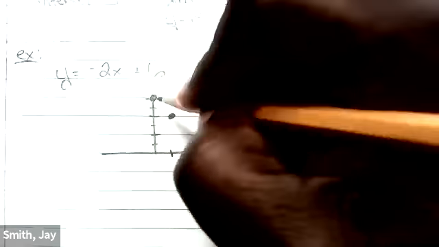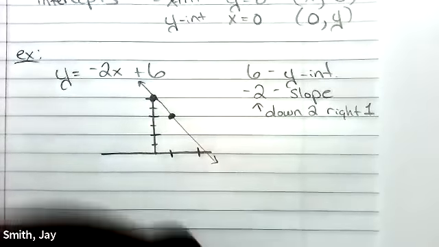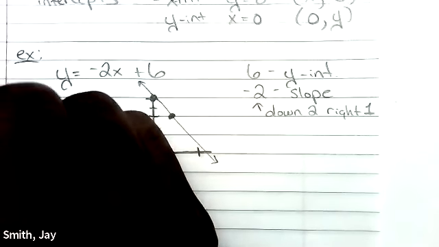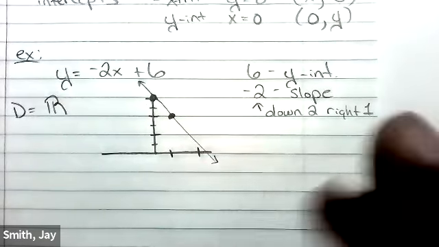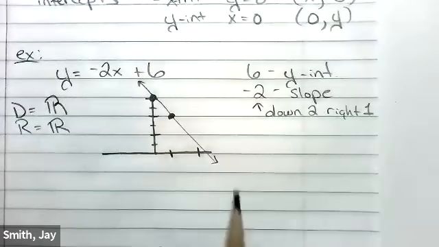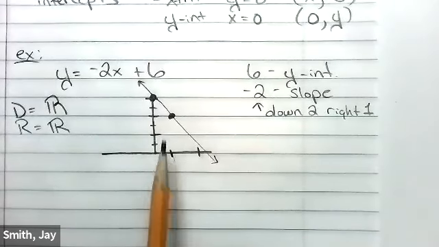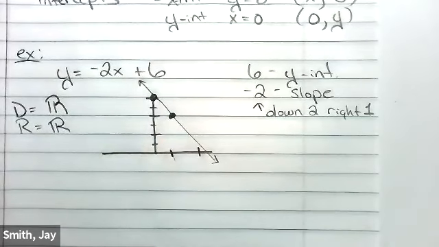Once we have 2 points, it's enough for us to define a line. We just have to connect those points with a line. This is the graph of the equation y equals negative 2x plus 6. In this case, my domain, the entire real number system, is from negative infinity to infinity. And the range, also the entire real number system, is from negative infinity to infinity. So it reaches left and right forever, and it goes up and down forever. From negative infinity to infinity, left and right, and from negative infinity to infinity, up and down.